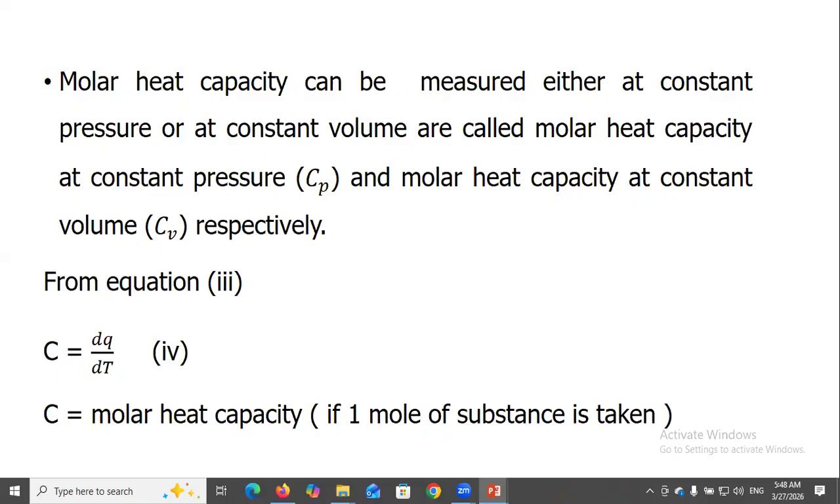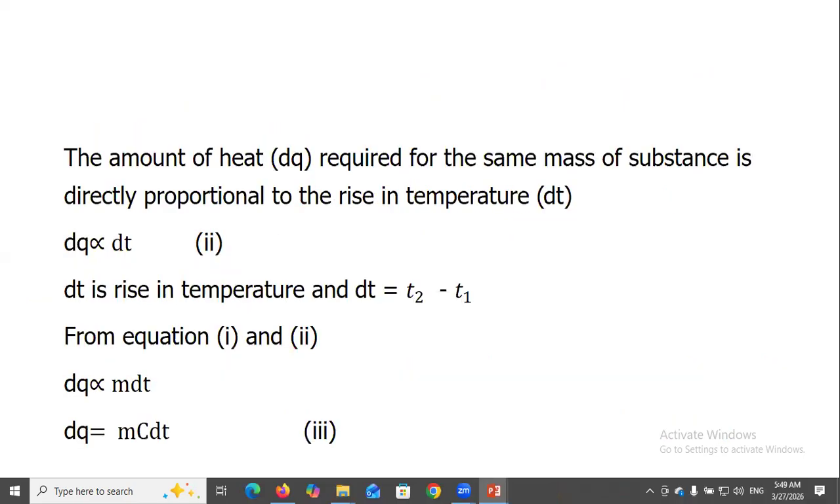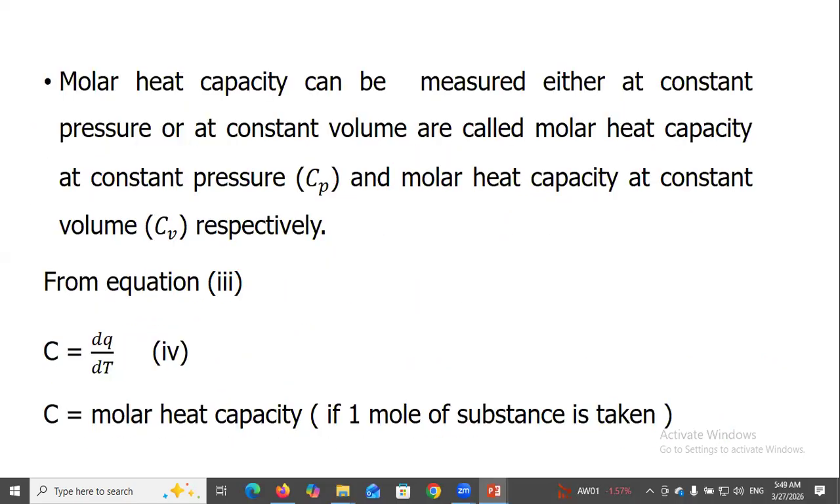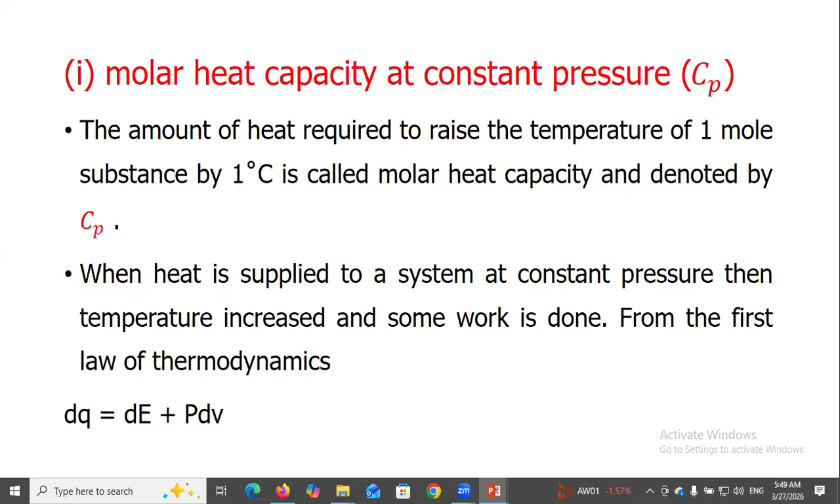From equation third, dq equal to mc dT, so C equal to dq over dT. C is the molar heat capacity if 1 mole of substance is taken. Molar heat capacity at constant pressure: the amount of heat required to raise the temperature of 1 mole of substance by 1 degree Celsius at constant pressure is called molar heat capacity and denoted by Cp.